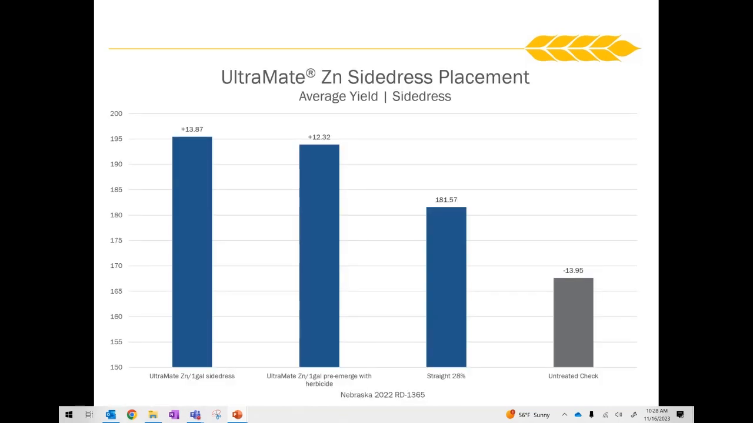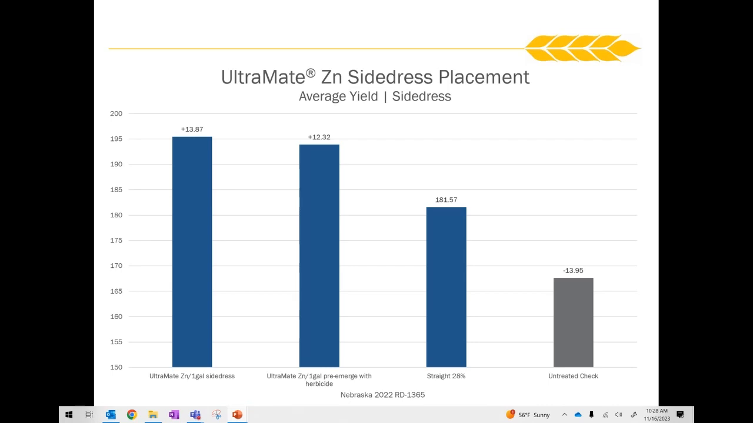Rate wise, where you want to see an Ultramate on our labels, we're going to show a 1 to 3 gallon per acre rate. Kind of a good rule of thumb, especially on a side dress. The next couple slides that we're going to show are going to be on a side dress side. I like to see 1 gallon per 20 gallons of UAN, and that kind of helps you with that rate range of 1 to 3 gallons.